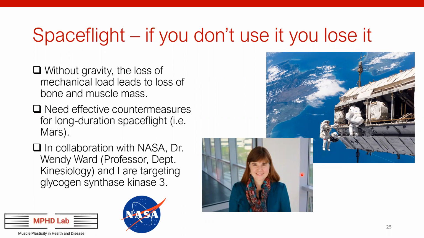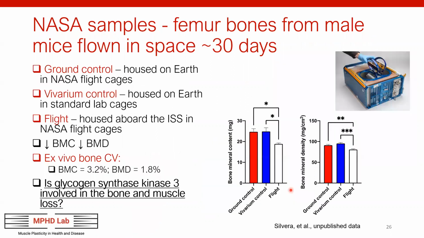So in collaboration with NASA, and also Dr. Wendy Ward, who's a professor here in the Department of Kinesiology, she and I are trying to target an enzyme called glycogen synthase kinase 3 to determine whether or not that will mitigate the bone and muscle loss that you see with space flight. NASA provided us with some bone and muscle samples from mice that were flown in space for 30 days aboard the International Space Station. And Sebastian has scanned the femur bones in this small animal DEXA system. Again, they are from male mice flown in space for 30 days.